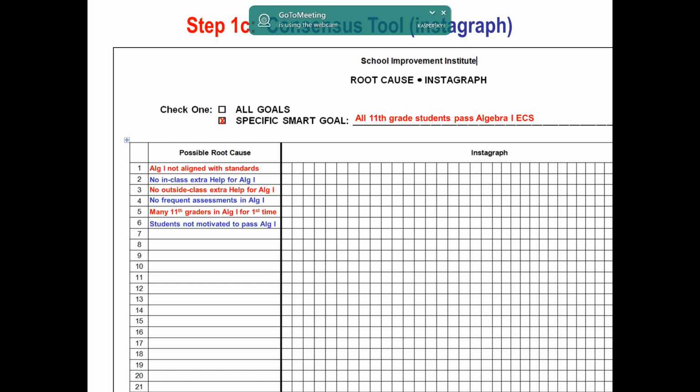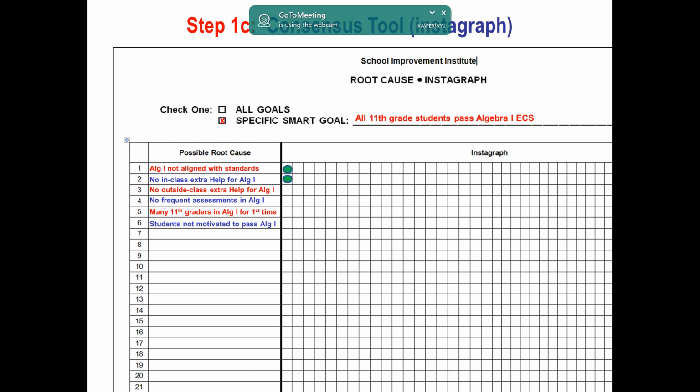And now we've got 6 possible root causes, and we're thinking instead of addressing them all, let's really narrow in on maybe 1, maybe 2, or whatever of them. So here's how this Instagraph works. However many items you get here, you divide this number by 3, and that's how many votes people get. So there's 6 items. I'm going to divide it by 3. I get 2. So we say to everybody, please check the 2 of these things that you think are the most getting in the way for this specific SMART goal.